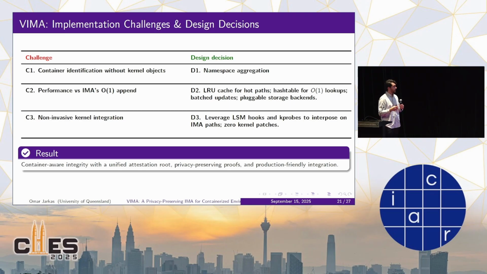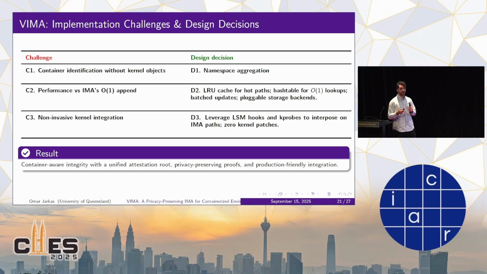Also, there was performance to consider in moving from a measurement list to a Merkle tree in terms of updating this data structure. So this is more of an engineering work, but we did a lot of caching and a lot of optimization in terms of the data structure in order to have good performance.